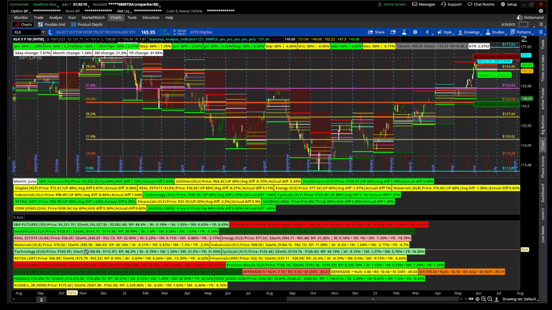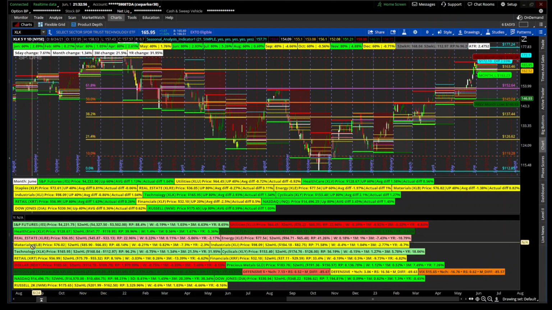It's showing light green because when you move over here for the week, it was down. For the week, it's down 0.75%. For the month, it's up 1.34%. And for the 3-month, it's up 21.5%, and for the year, 31.95%. So all the information is in these labels right here, and also the RP. It's the relative position between the 52-week high and 52-week low, and then you have your 52-week high, 52-week low, and your price and ticker for XLK.